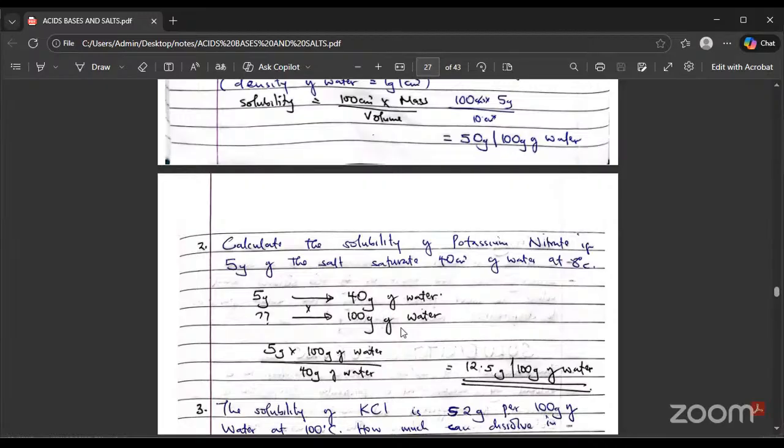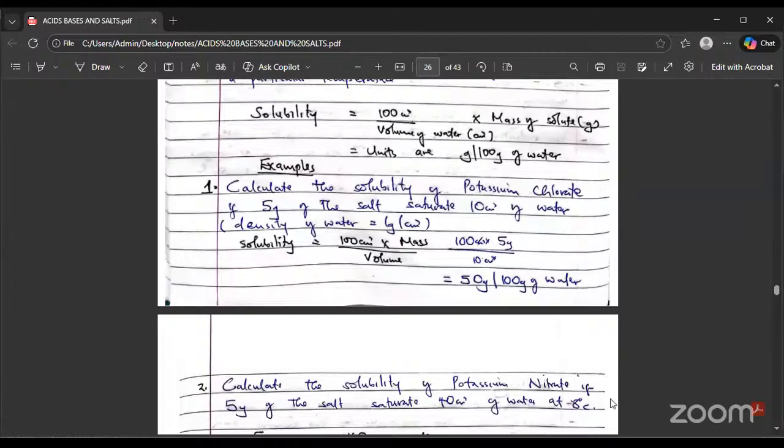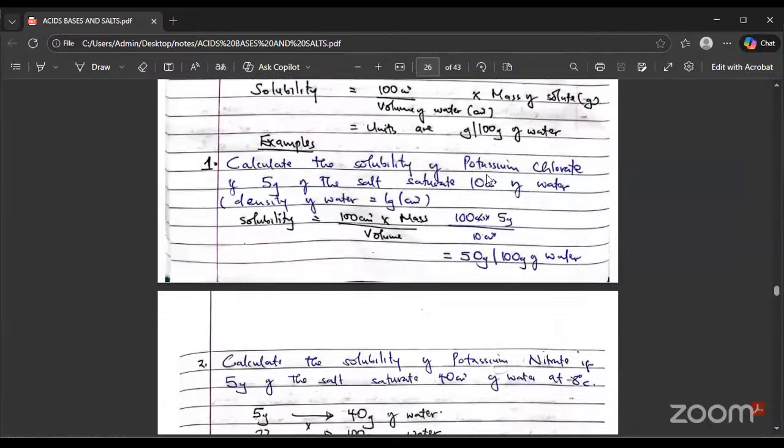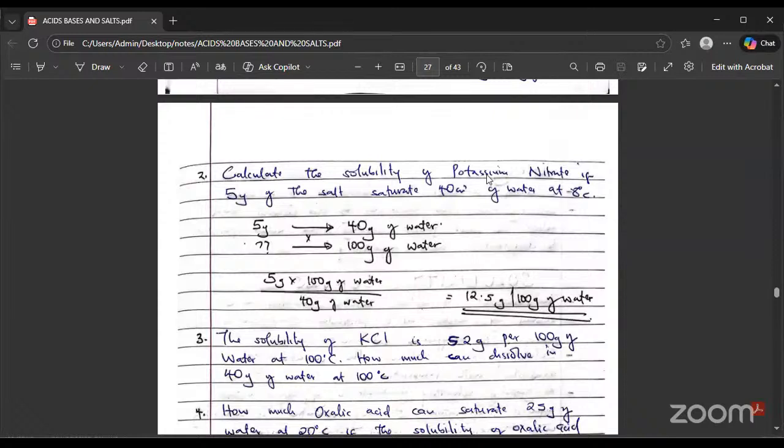So 5 grams saturate 40. But we are not interested in 40. Did you get what I'm saying? We are interested not in 40 centimeters cube or 40 grams of water. We are interested in 100 grams of what? Water. So that one is very important because of the unit of solubility. Actually, let me just go back. The unit of solubility is grams per 100 grams. That is okay. Now, they are saying calculate the solubility.